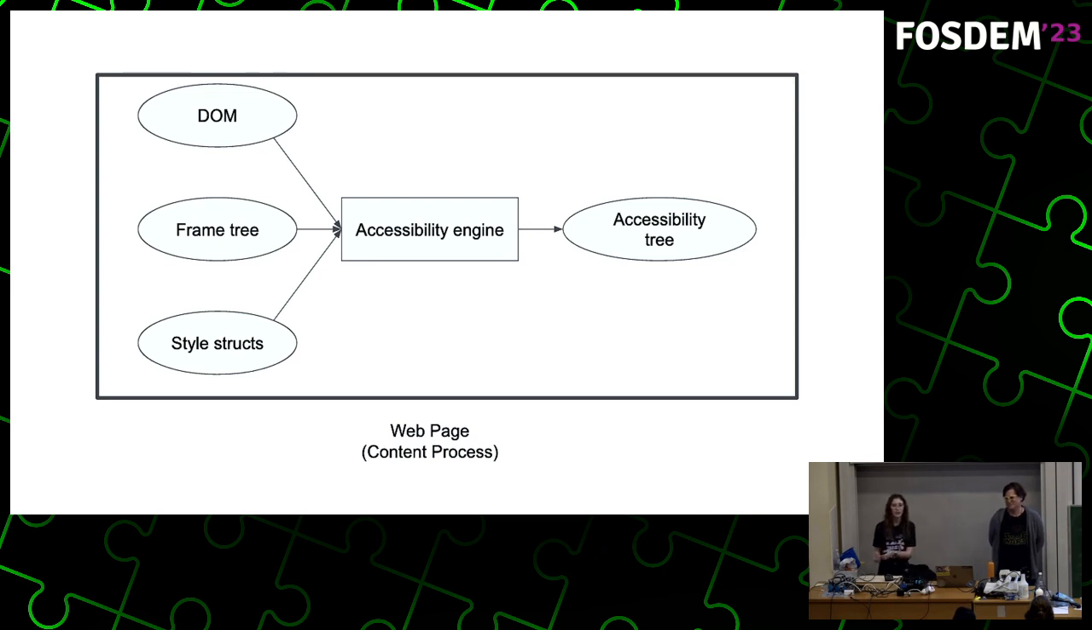But it takes all of those and computes accessibly relevant information. So this is stuff like semantic role, name, the kinds of actions you can perform on an element, things like that. This is not necessarily one-to-one, like there is not a single accessible for every node in the DOM tree or a single accessible for every frame in the frame tree. We care about different things, which is why we have to build a new structure. And building this structure happens in the content process. We have one accessibility tree per web page.